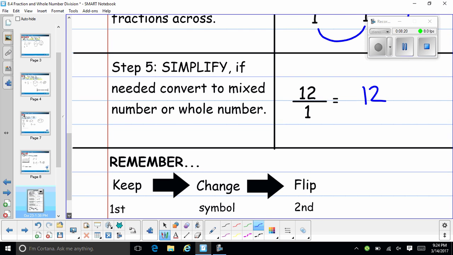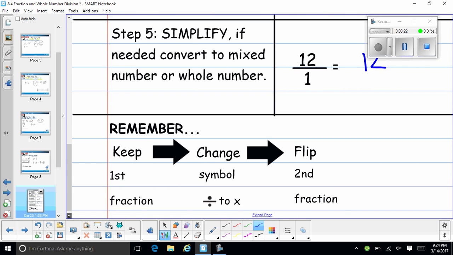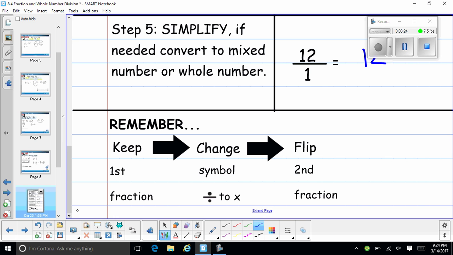Okay, remember, when we are dividing fractions, we want to keep, change, flip. We keep our first fraction, we change the symbol from division to multiplication, and we flip our second fraction. Then we're able to solve. Once you have this copied down, continue to hit play.